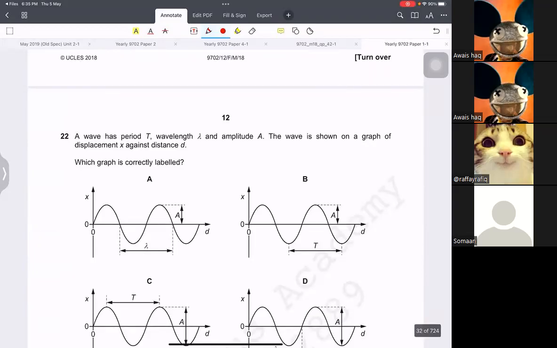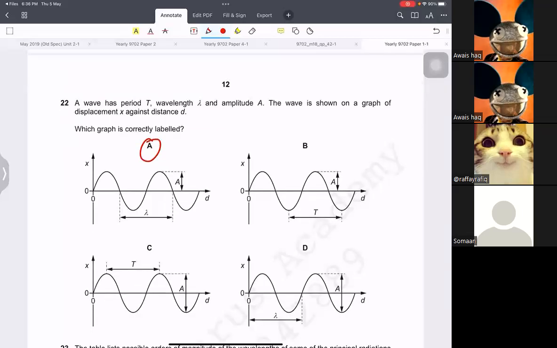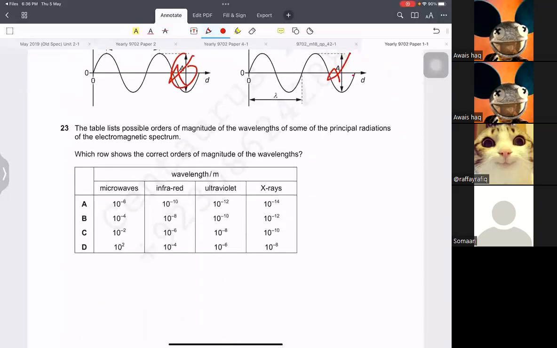Which graph is labeled correctly? Isn't the first one the one I think is correct? Everything seems correct. Why is this wrong? Because time period cannot be found on the distance axis. Amplitude is wrong. And here amplitude is also wrong. Okay, this is rote learning.